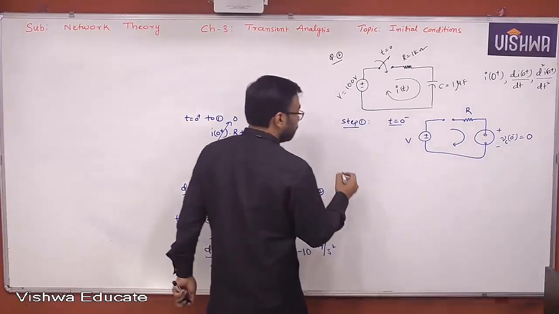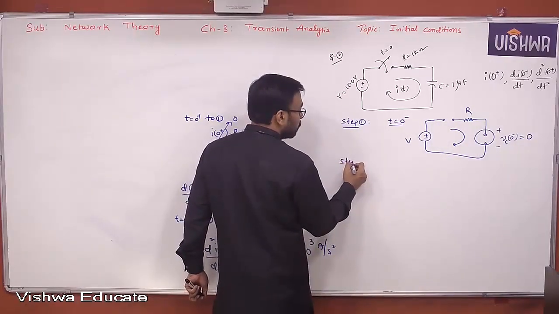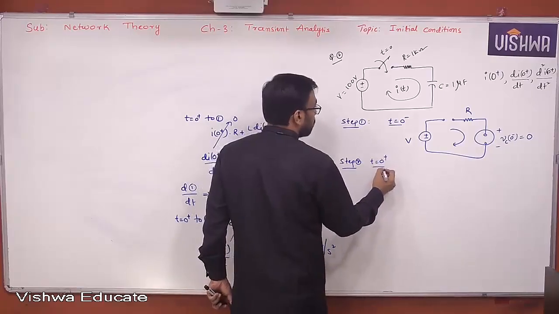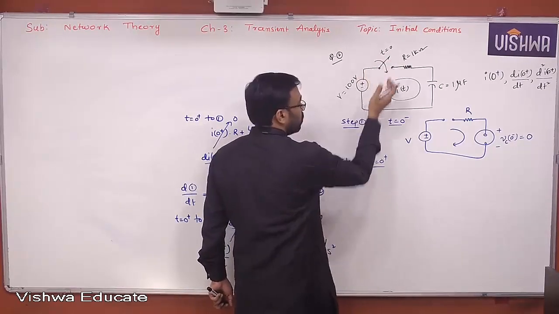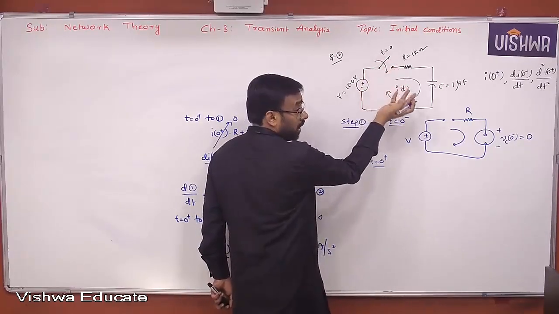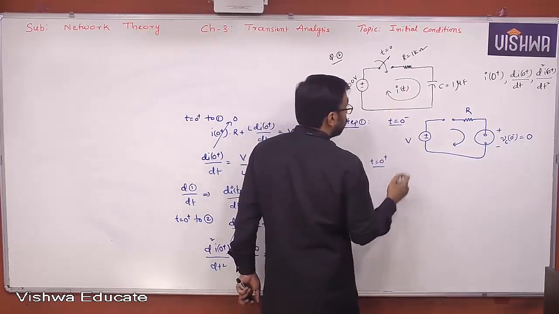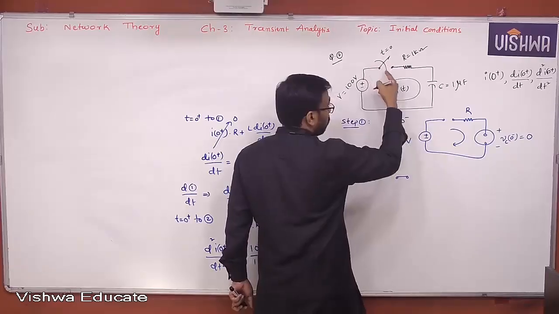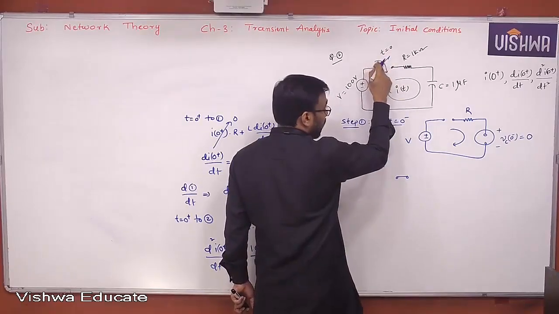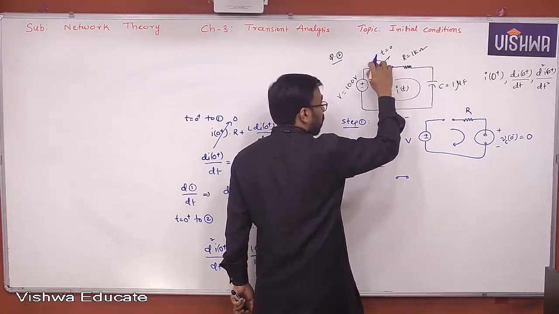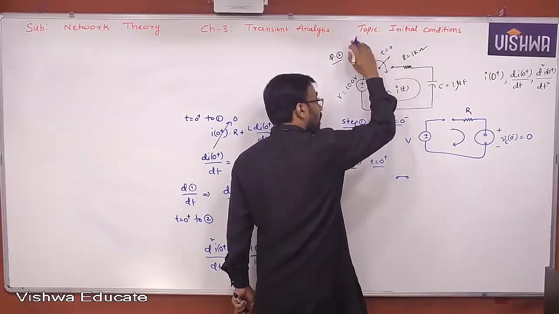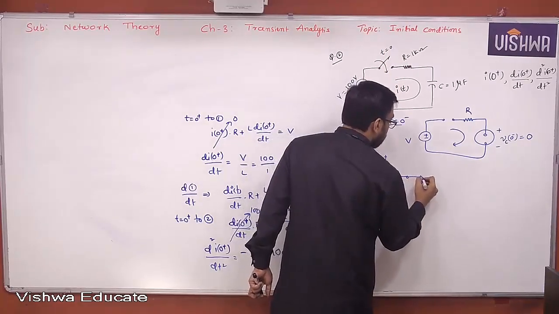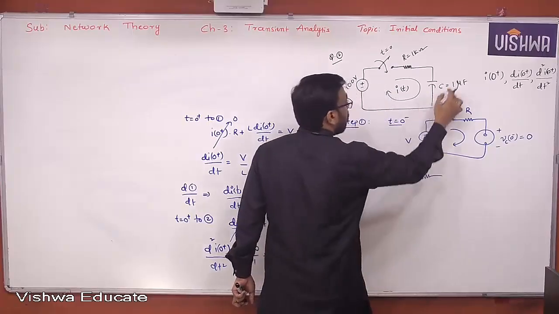Now, step 2. Construct the t equal to 0 plus equivalent. How does it look? 0 plus means the switch has happened, right? The switching operation has already taken place, so it is closed. Look at the direction of the switch. Initially it is open. You are closing it at t equal to 0, which means it was already in the open condition and now you are closing it at t equal to 0. So the resistor remains a resistor. Capacitor becomes what?